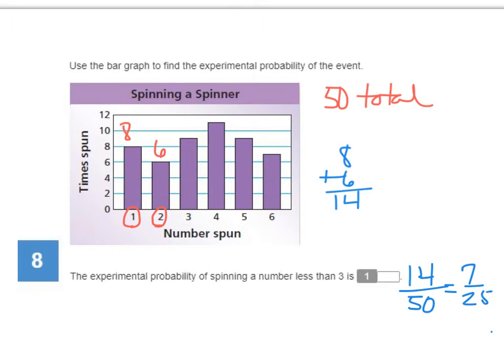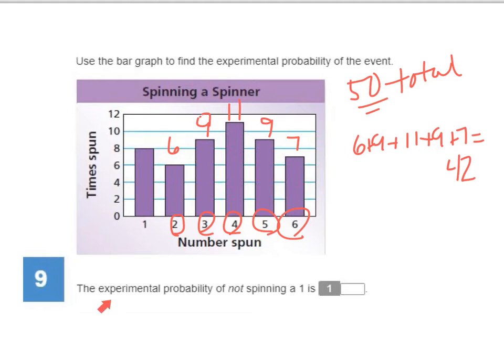All right, for this problem, again using the same graph, it says the experimental probability of not spinning a 1 means anything other than a 1, which would mean you're looking at the data for 2, 3, 4, 5, and 6. So if you add up 6, 9, 11, 9, and 7, you get 42. So this would be the top number, the number of favorable outcomes over 50, which is still the total outcomes. And if you simplify that, you'll get 21 over 25.